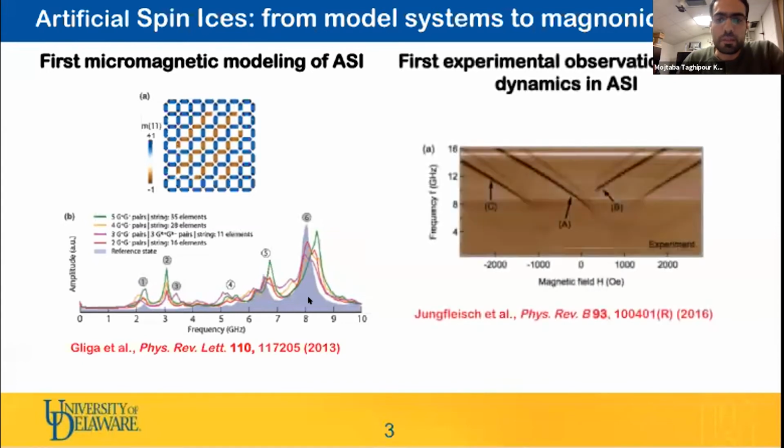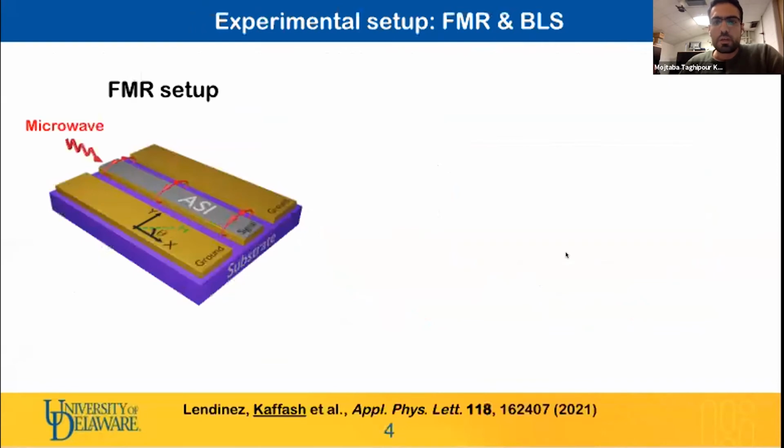Then artificial spin ice were measured using ferromagnetic resonance technique like this one, and it was seen that they had very characteristic spectra. And similarly to this work, we focus on the dynamics of our square artificial spin ice lattice, and we do angular dependent measurements. So we performed two different measurement techniques, ferromagnetic resonance spectroscopy or FMR and Brillouin light scattering spectroscopy or BLS.